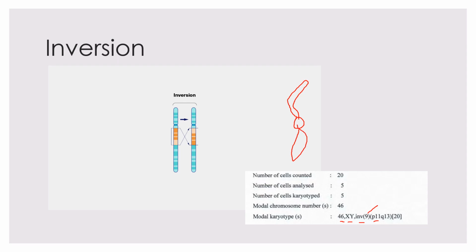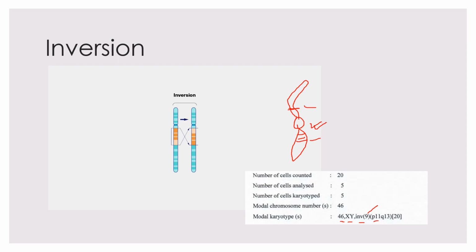Now say in this region is p-arm 1, 1. And say this is q-arm 1, 2. This is q-arm 1, 3. So from this region to this region, it was cut and it was flipped over and inserted. So it means inversion in chromosome 9 involving the p-arm and q-arm. Is the centromere involved? Yes, the centromere is involved because both p and q were involved.